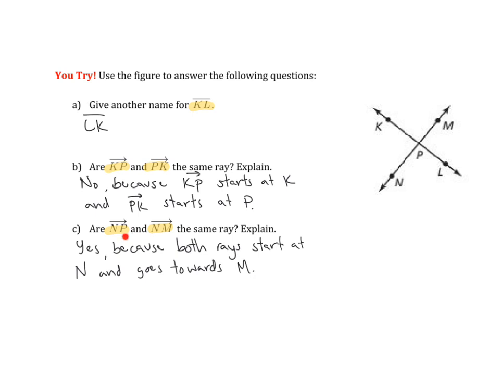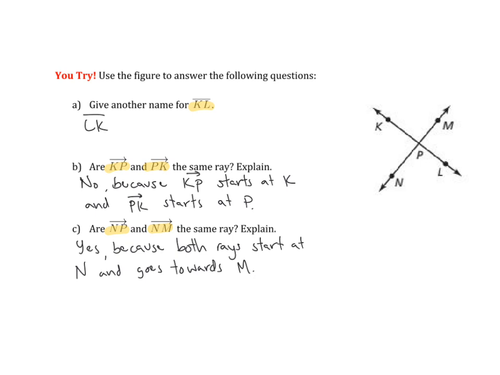And then the last one is asking, are ray NP and ray NM the same ray? Well, both of these, as we can see from the names, start at endpoint N, which is right over here. NP goes from N towards P, which is in this direction here. And NM starts at N and goes towards M. As we can see from the picture, if we go from N to M, we actually pass by point P on the way, which is why the answer here is yes. Both rays start at N and then go towards point M.